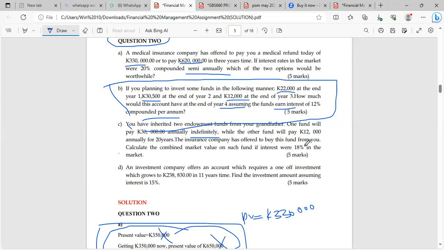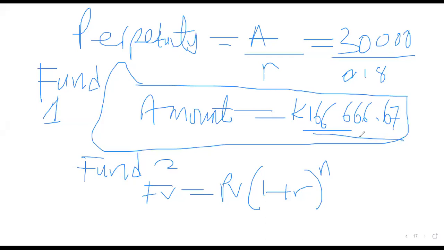Sorry, sir, I missed fund one. What was the answer? The answer was a perpetuity, so it was this one here. It's what, 166 what?